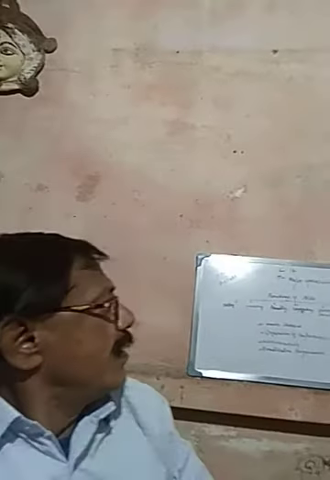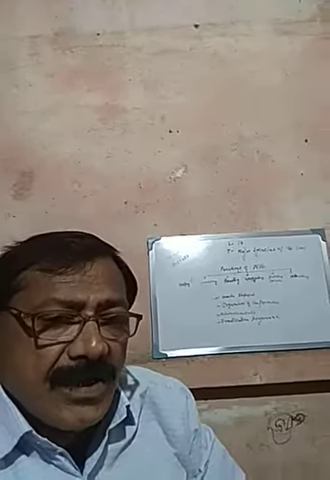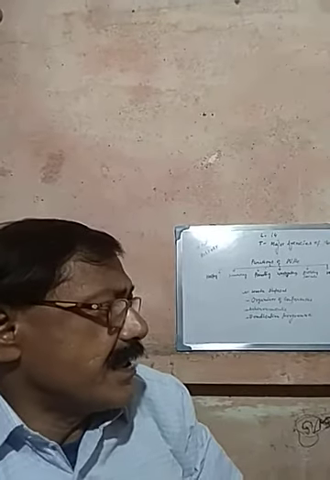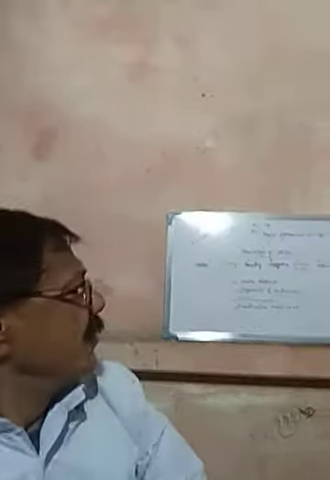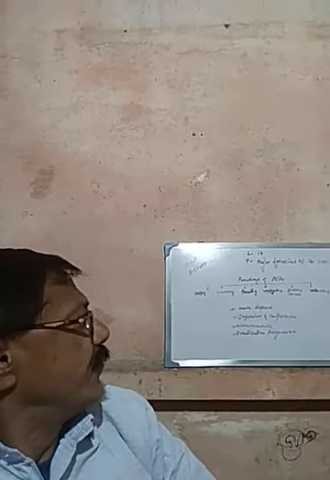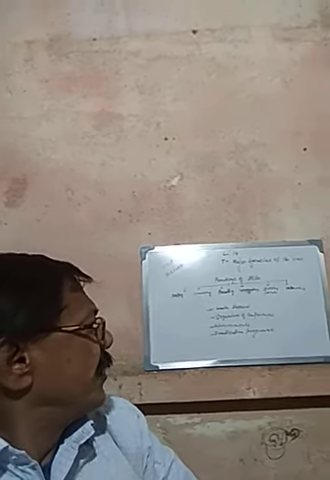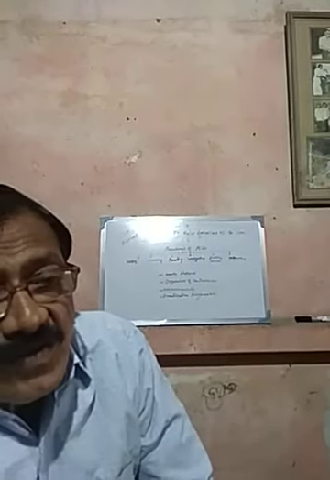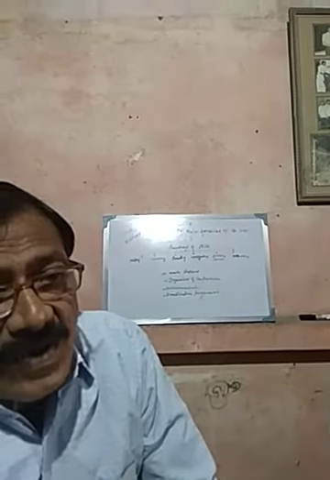Now, what are the functions of the WHO or World Health Organization? There are some functions of the WHO. Number one, helping. Number two, immunizing. Number three, promoting. Number four, investigating. Number five, publishing journals. And number six, researching. These are the six important functions of the WHO, World Health Organization.